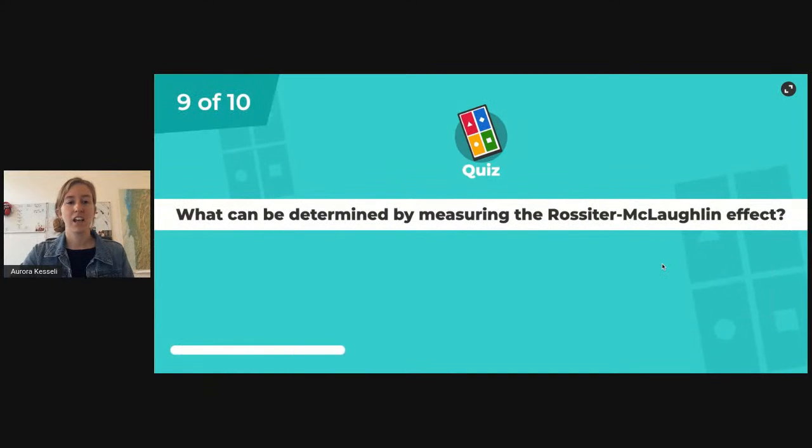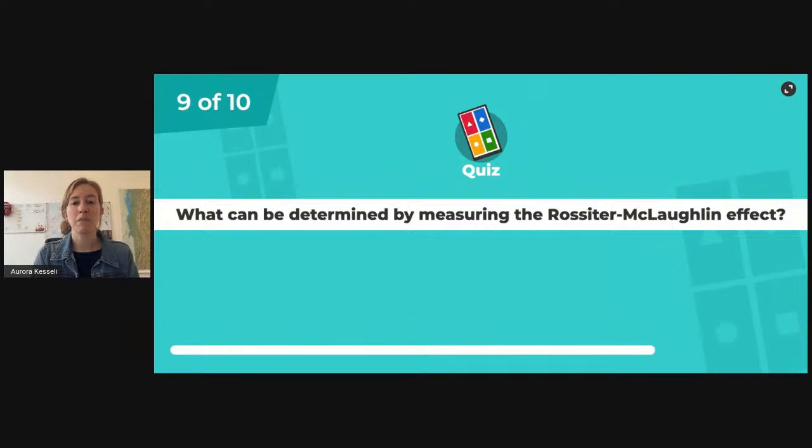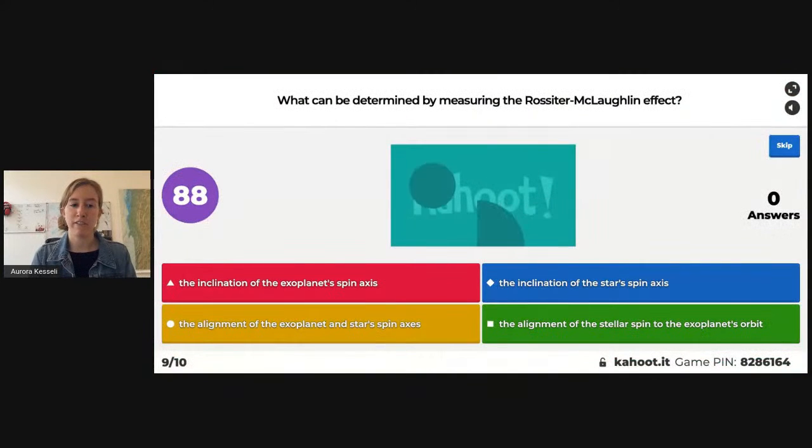Okay. What can be determined by measuring the Rossiter-McLaughlin effect? Can you determine the inclination of the exoplanet's spin? Can you determine the inclination of the star's spin? Can you determine the alignment of the exoplanet and the star's spin axes? Or can you determine the alignment of the stellar spin to the exoplanet's orbit?